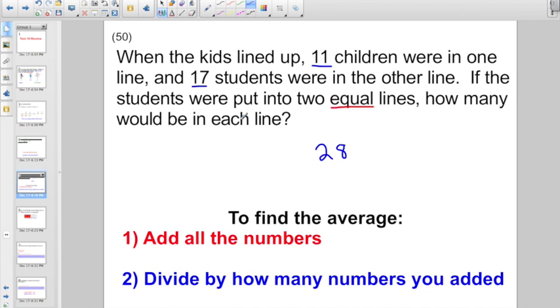Then you have to go and divide by how many numbers you added. How many numbers did I add? Looks like I only added 2, 17 and 11, right? So that means I have a total of 14 students.